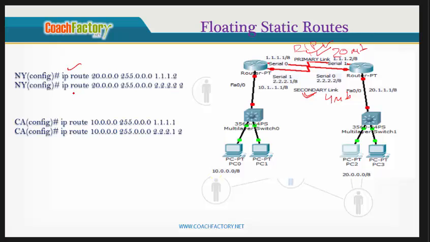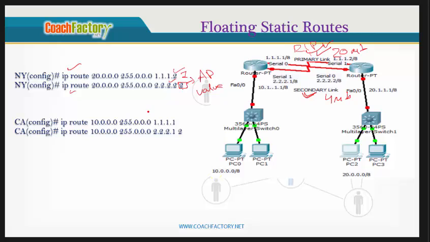So this is the simple command, ip route. Then we have the destination network, subnet mask, and the next hop IP address. But what we are doing here, if you notice, I have written a number over here after the next hop IP address. Now what is this? This is known as the AD value, the administrative distance value of the route. So what is the default administrative distance value? 1. So this route has 1 as the administrative distance value, and this one I have changed to 2.